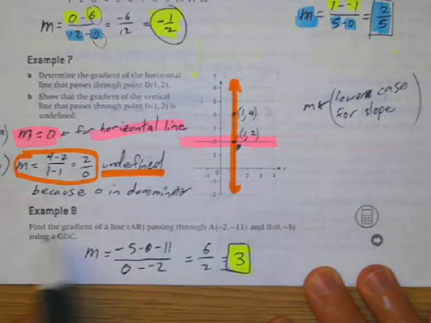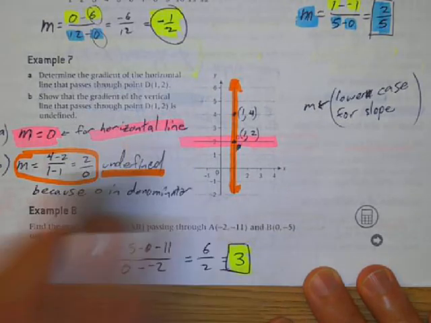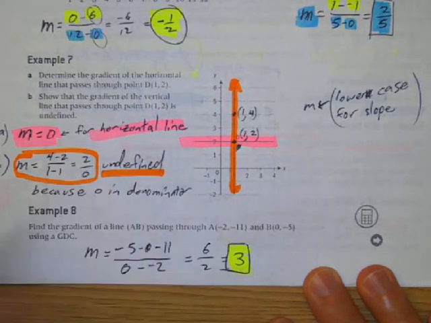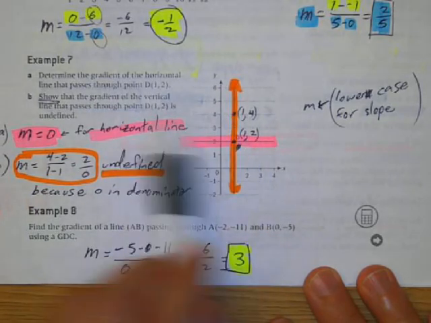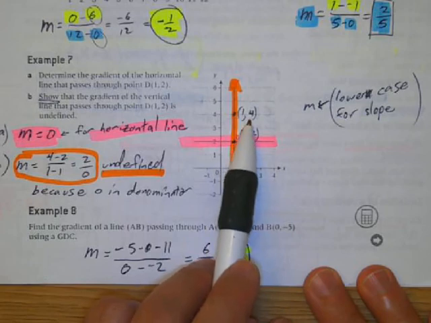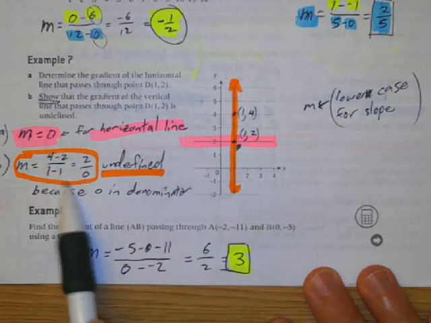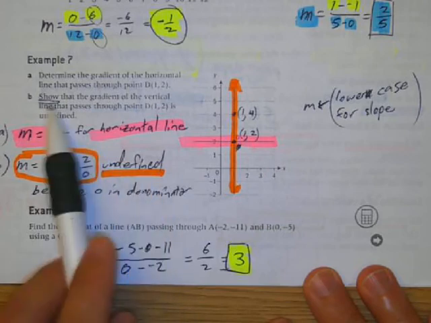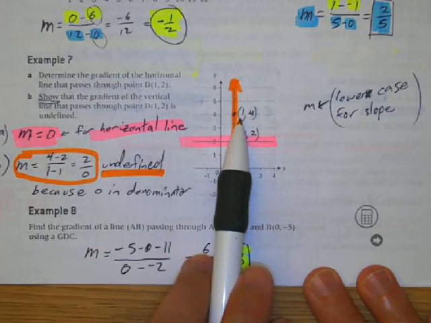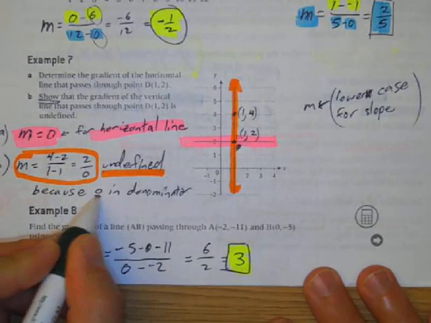All right. Now show that the gradient of the vertical line that passes through this point is undefined. So when you show something, that means you need to have some mathematical explanation. So I just picked some random point above (1, 2) to create a vertical line. And if I do y2 minus y1, 4 minus 2 in the numerator, and the difference of 1 minus 1, that's going to give me 0 in the denominator, and so that's going to give us an undefined slope. So it's undefined because I have 0 in the denominator.